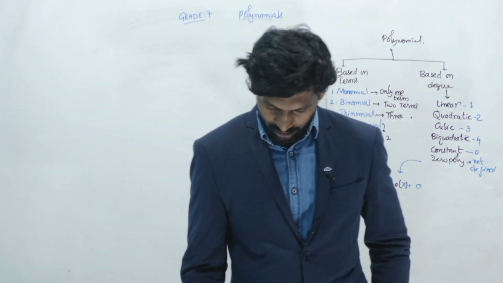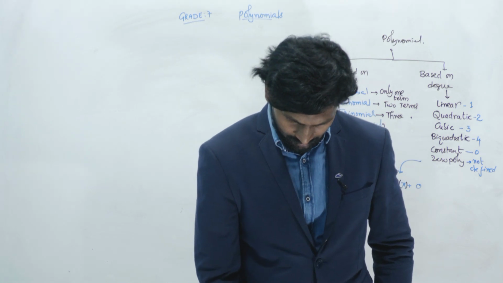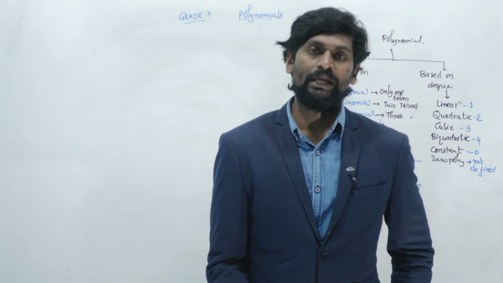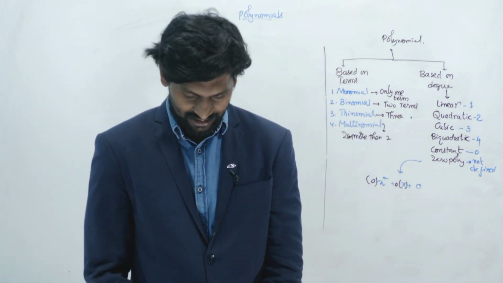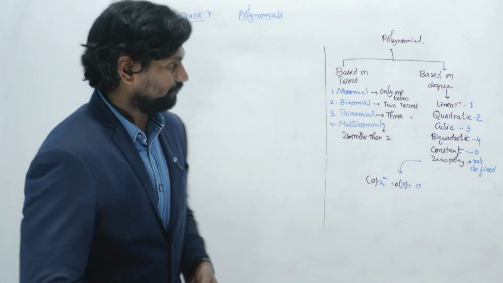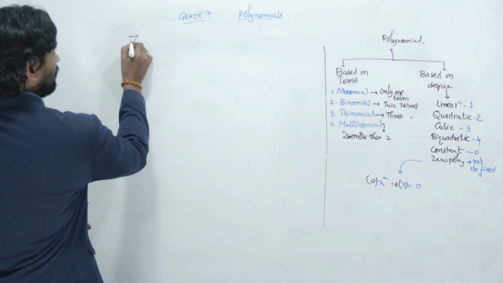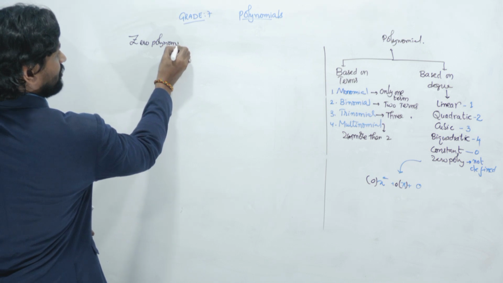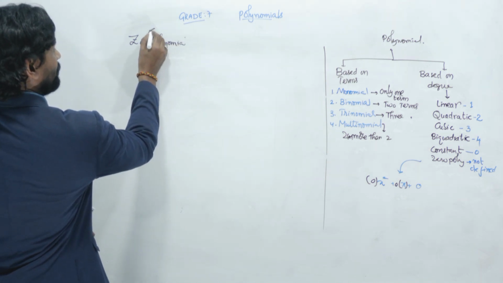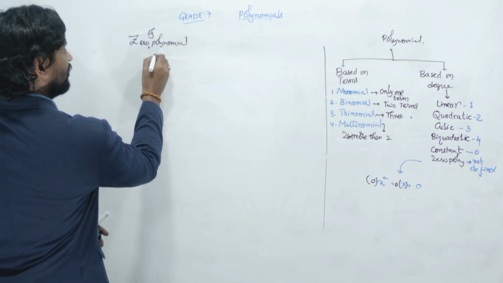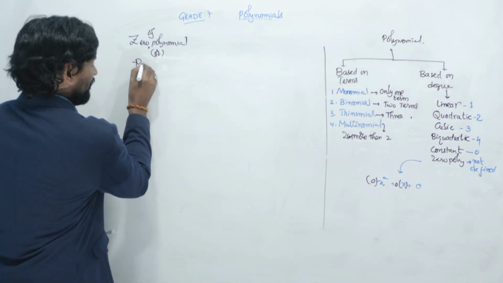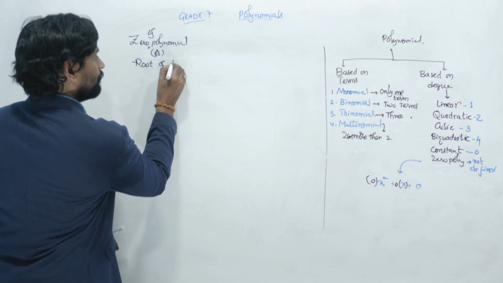Now let us go through the zero of the polynomial. It is not a type of polynomial. It is just the zero of the polynomial. Yeah, the zero polynomial is different from the zero of the polynomial. The zero of the polynomial has another name, root of the polynomial.